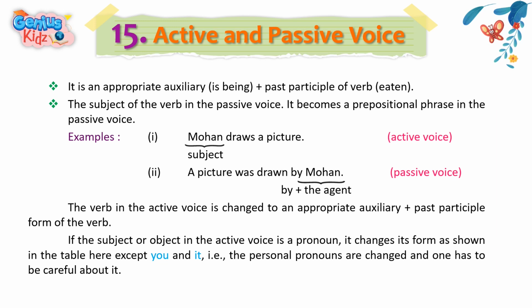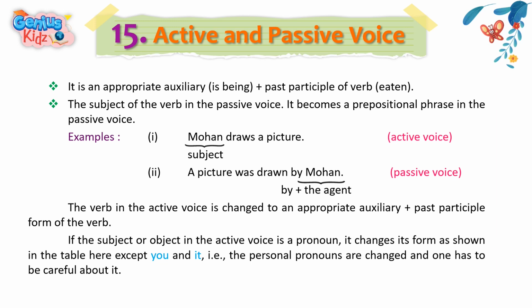The subject of the verb in the active voice becomes a prepositional phrase in the passive voice. Examples: 1. Mohan, subject, draws a picture. Active voice. 2. A picture was drawn by Mohan, by plus the agent. Passive voice. The verb in the active voice is changed to an appropriate auxiliary plus the past participle form of the verb.